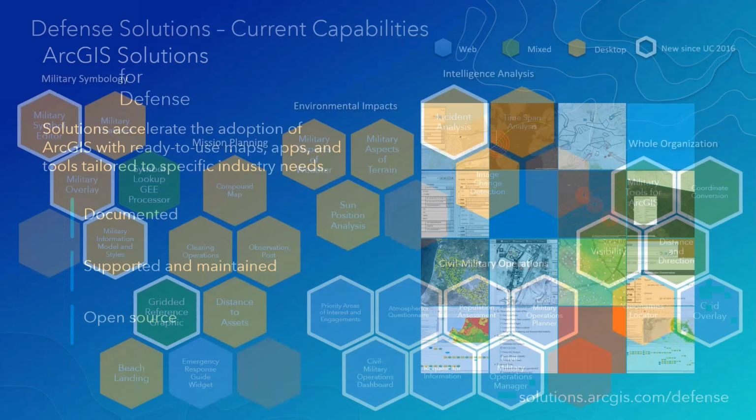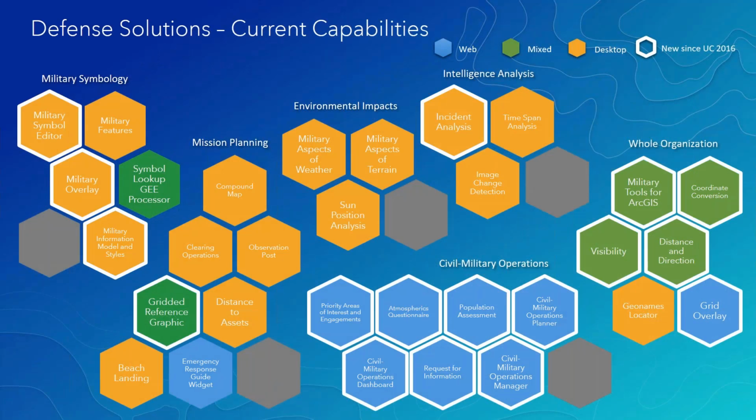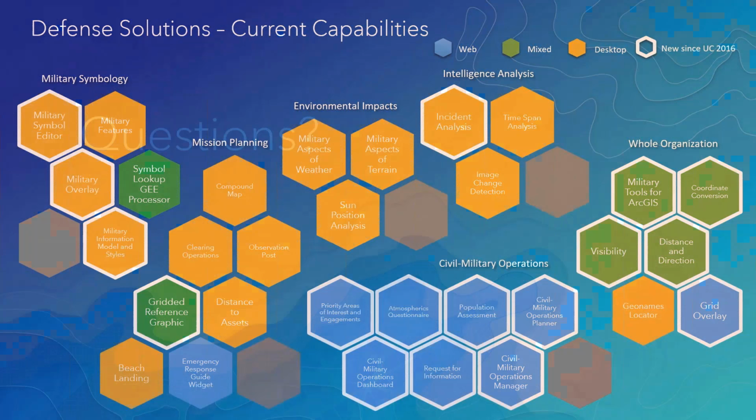Here's a list of our currently released solutions. Orange hexagons are desktop focused, so that's going to be ArcMap and ArcGIS Pro. Blue are web focused, so web app builder widgets and things of that nature. And green are focused on both the desktop and the web. So some of them we've got combined in both. And with that, we'd like to hear your questions.